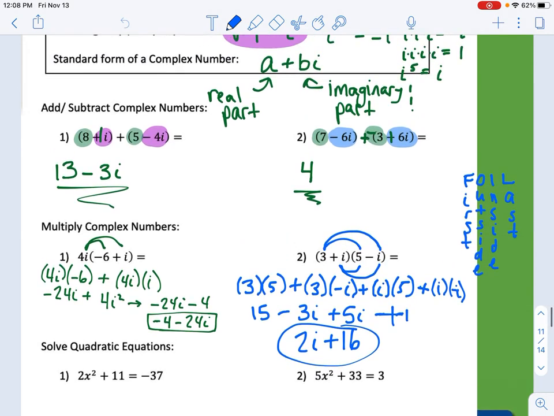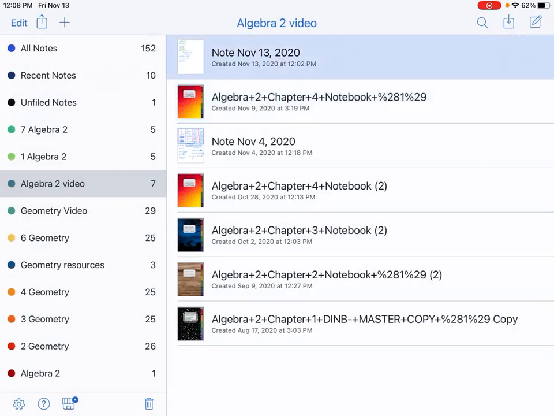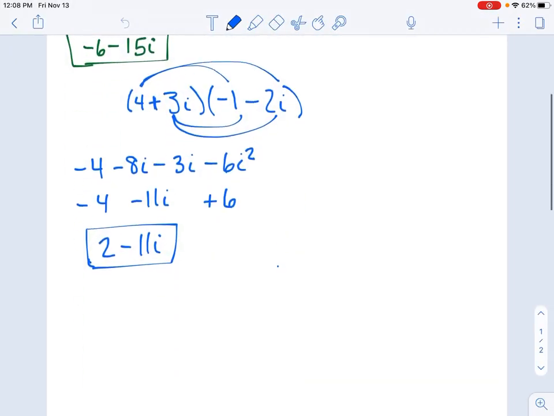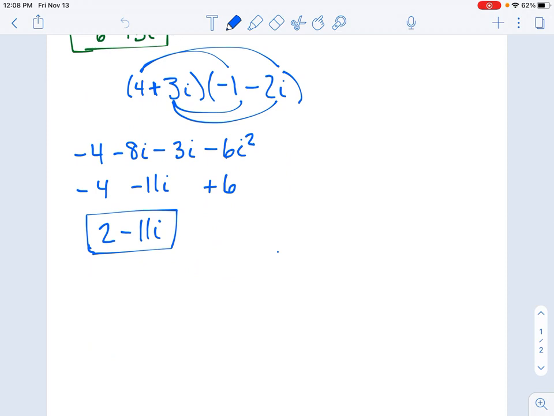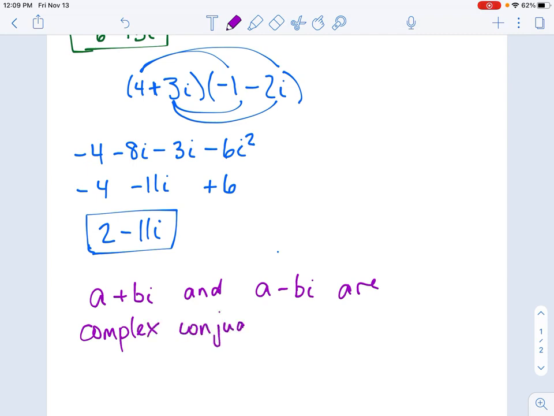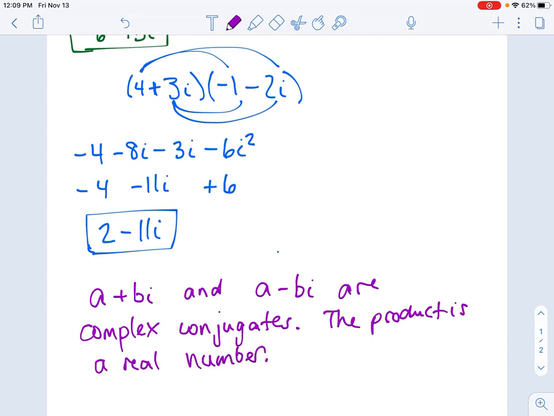There is one other thing I want to cover. That is called the complex conjugate. So if we scroll down, I have a definition for you. We have a plus bi and a minus bi are complex conjugates. The product of these is a real number. Okay?